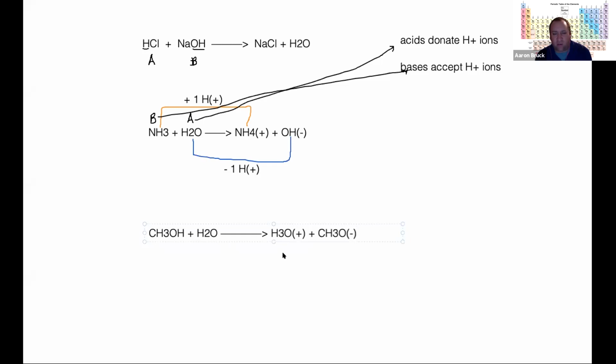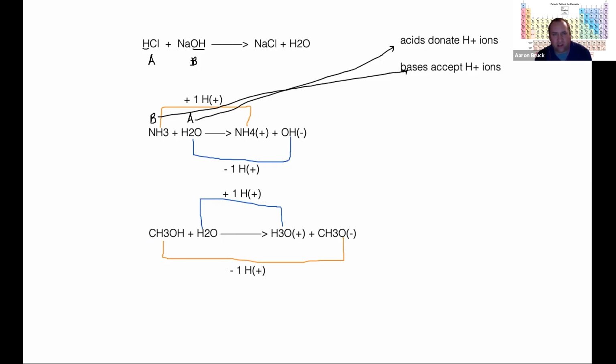CH3OH reacts with water to make H3O plus and CH3O negative 1. Now I can do the same kind of pairings that I saw in the previous example problem. The CH3OH and the CH3O minus are similar. The H2O and the H3O plus are similar. How are they different? Well, in this case, the water has added an H plus, and the CH3OH has lost an H plus.